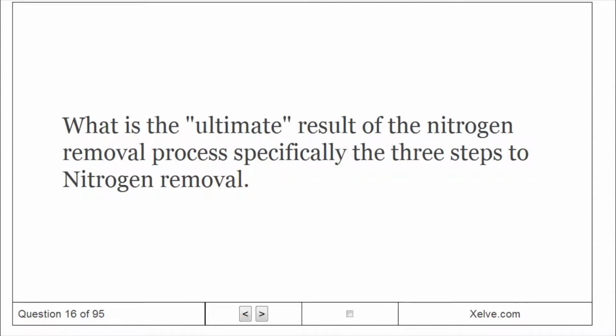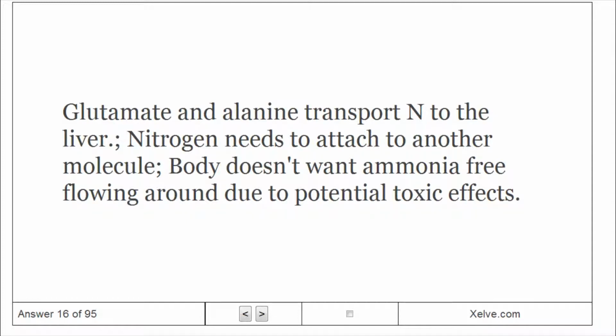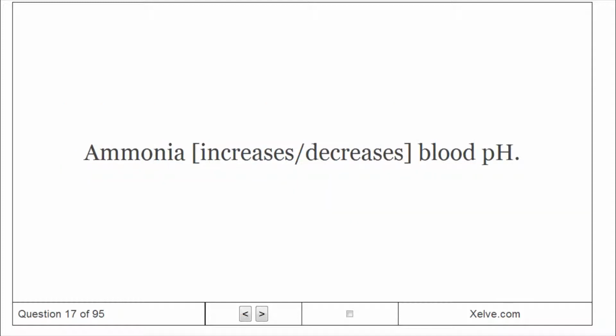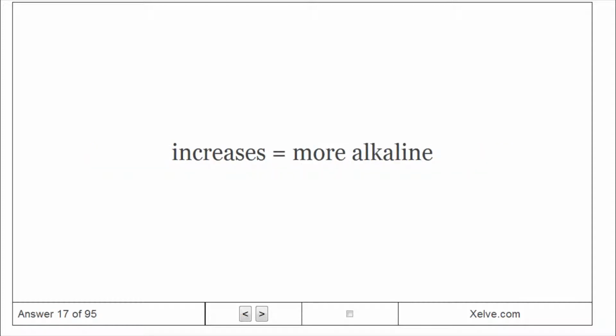What is the ultimate result of the nitrogen removal process, specifically the 3 steps to nitrogen removal? Glutamate and alanine transport into the liver. Nitrogen needs to attach to another molecule. The body doesn't want ammonia free-flowing around due to potential toxic effects. Ammonia decreases blood pH. Increases equals more alkaline.